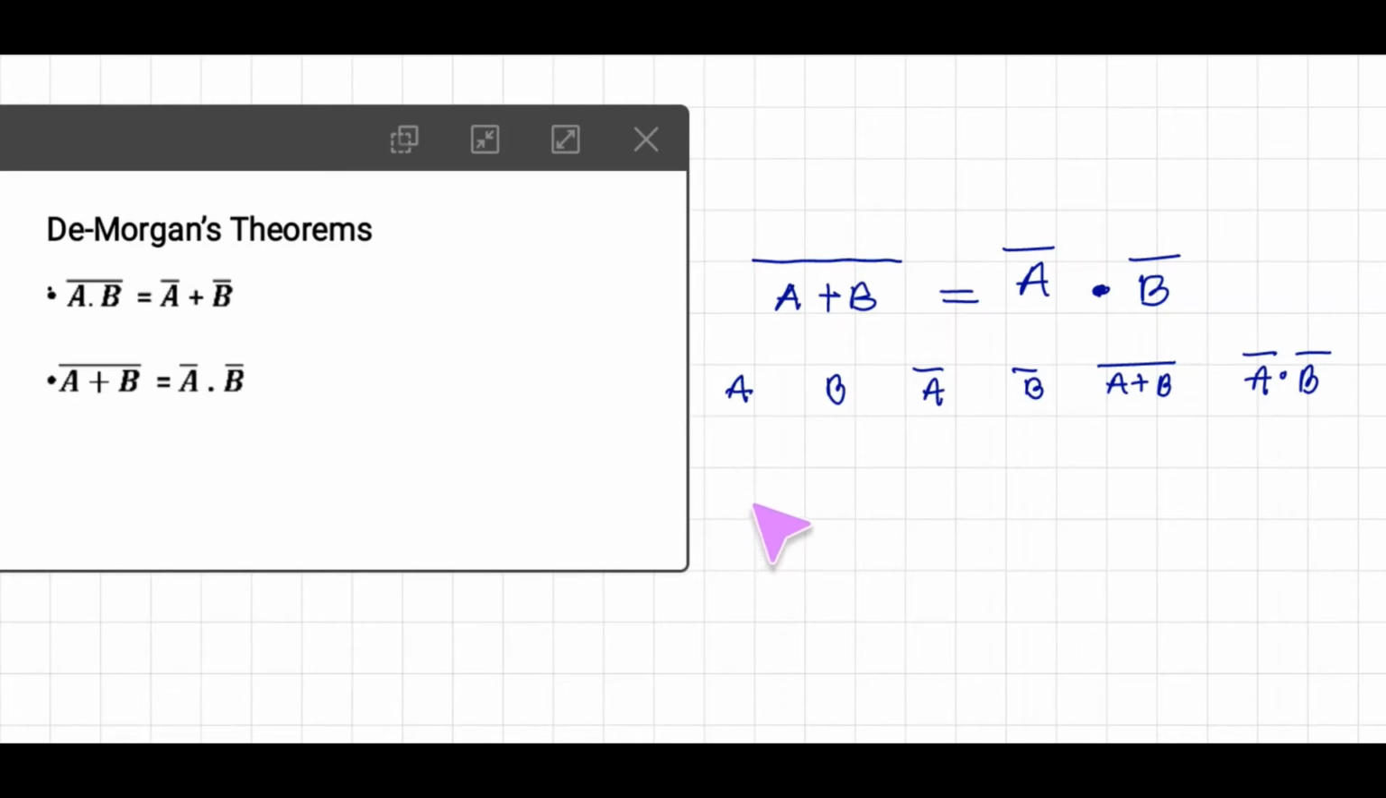Okay, let us consider A is 1, B is 0. So here the complement will be 0, here the complement will be 1. So A plus B, that is 1 plus 0, is 1 and its complement is 0. Here let us consider A complement, which is 0, into B complement, which is 1. So 0 into 1 is 0. So we can say that this is proved. So this is De Morgan's theorem, and these two theorems are very important for simplification of complicated Boolean expressions, so you should remember them.